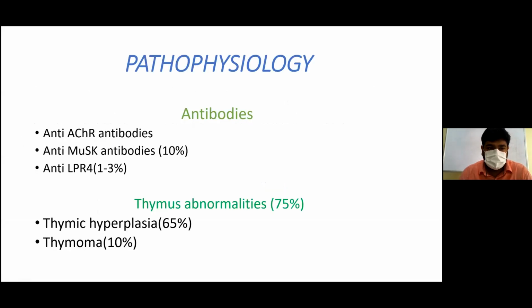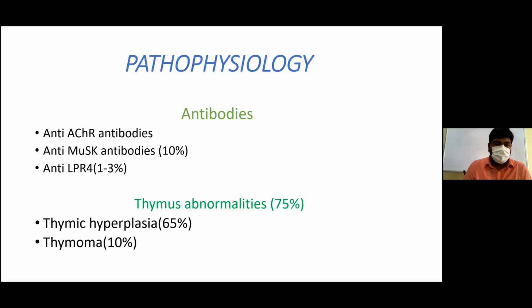The antibodies which are present in myasthenia gravis are anti-acetylcholine receptor antibodies, anti-muscle specific kinase antibodies, and antibodies to low-density lipoprotein receptor related protein. The muscle-specific kinase and low-density lipoprotein receptor related protein are responsible for the maintenance of acetylcholine receptors. So when antibodies are produced against these, it also results in myasthenia gravis. Thymus abnormalities are seen in 75% of cases of anti-acetylcholine receptor antibody positive cases, of which 65% include thymic hyperplasia and 10% are thymomas.